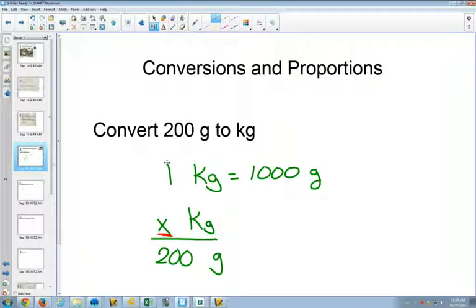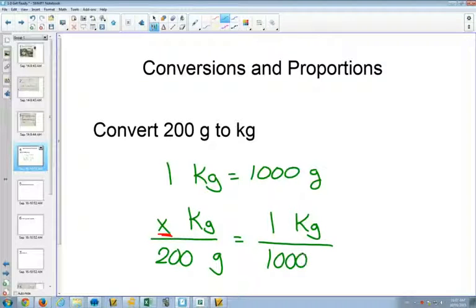So we have x kilograms is to 200 grams. Well, we know that the proportion, the formula tells us that 1 kilogram is equal to 1,000 grams. So we can say 1 kilogram is to 1,000 grams. So our formula will tell us what the proportion is. Notice that my kilograms are both on top, my grams are both on the bottom. That's important. Your proportions will only work if they're set up that way.